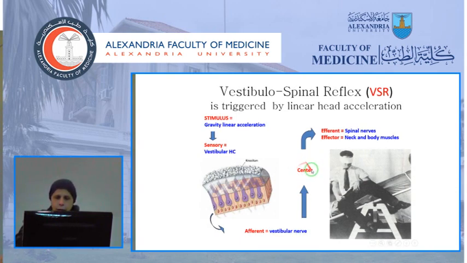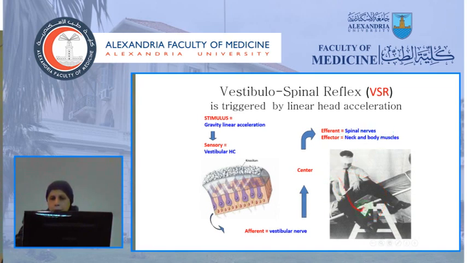the vestibular nuclei. From the vestibular nuclei, we have a very long pathway, the vestibulospinal pathway, that will go all the way down the spinal tract, and in each vertebra there will be an outlet, which is the efferent spinal nerve. It will relay on each anterior horn cell, and there is an efferent, which is the spinal nerve. Now, what is the effector? The neck and body muscles.